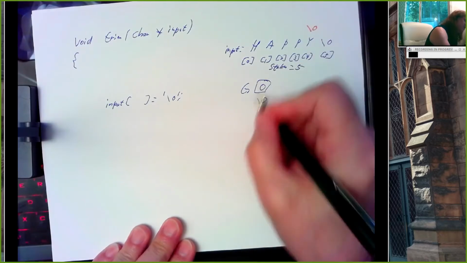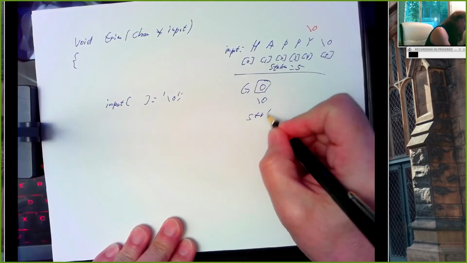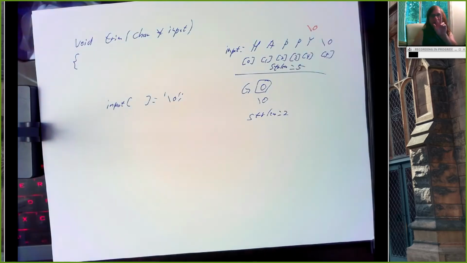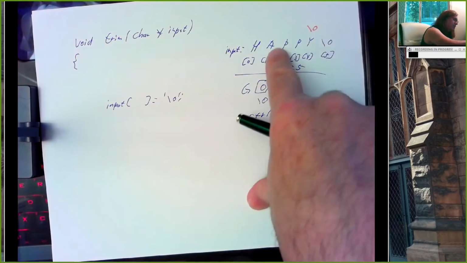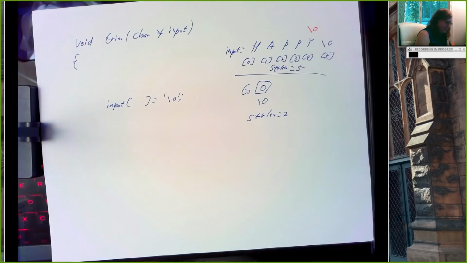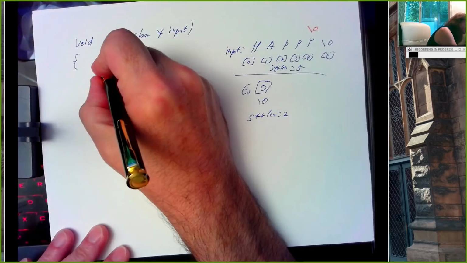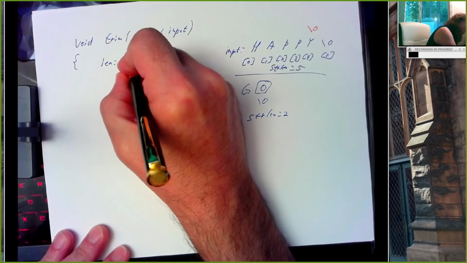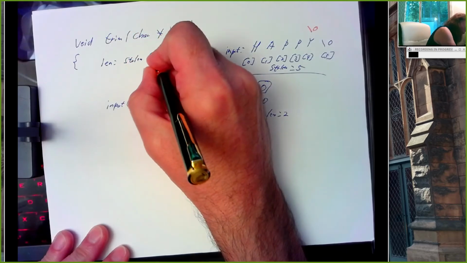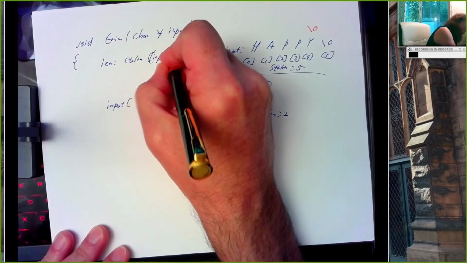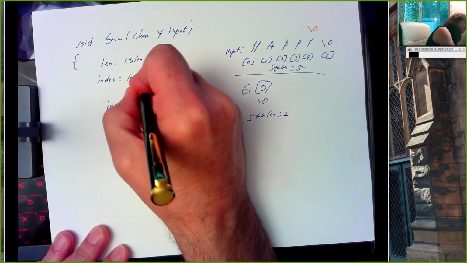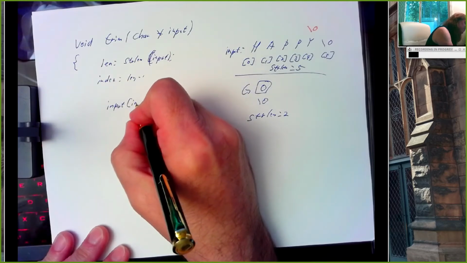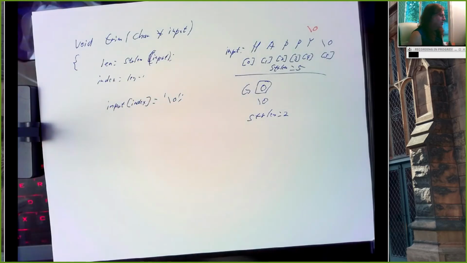HAPPY, string length is 5. Go, string length is 2. String length tells you the number of characters before the null terminator. String length is 5, we want to truncate 4. String length is 2, we want to truncate character 1. So there's definitely a connection there. So I could do, len equals string length of input. And then I could do, index equals length minus 1. And this would be input bracket index.